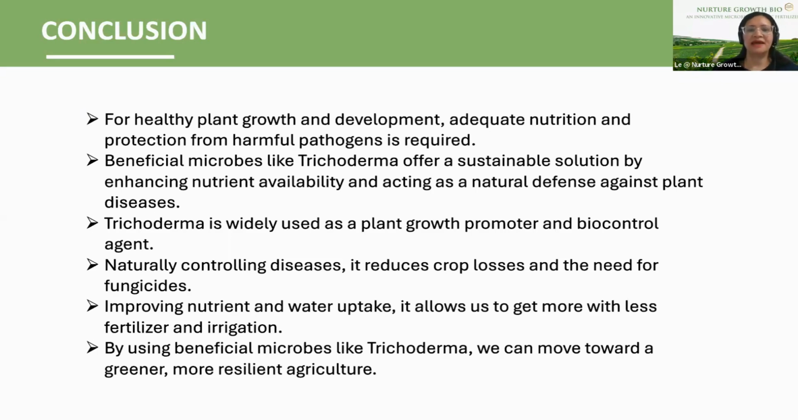sustainable agriculture. It is widely used as a plant growth promoter and biocontrol agent, as we already discussed in the earlier slides. And since it is helpful in improving the nutrient and water uptake property of the plant, we can reduce the dependency on any type of chemicals or fertilizers. So using this Trichoderma is a great way by which we can help our plants grow healthy and save them against any type of biotic or abiotic stresses. And we can go towards sustainable agriculture farming.